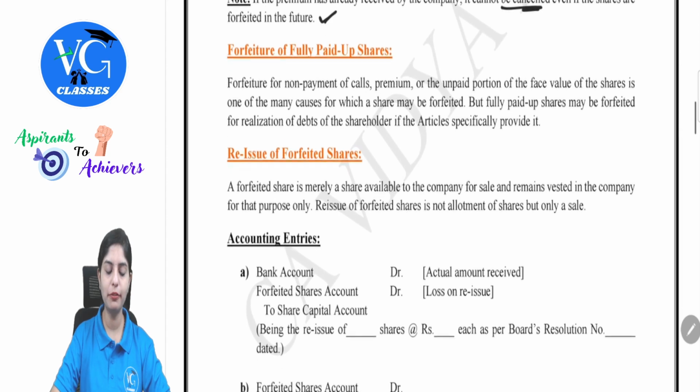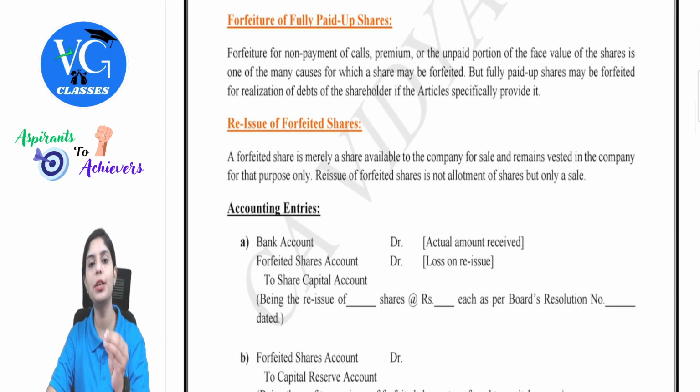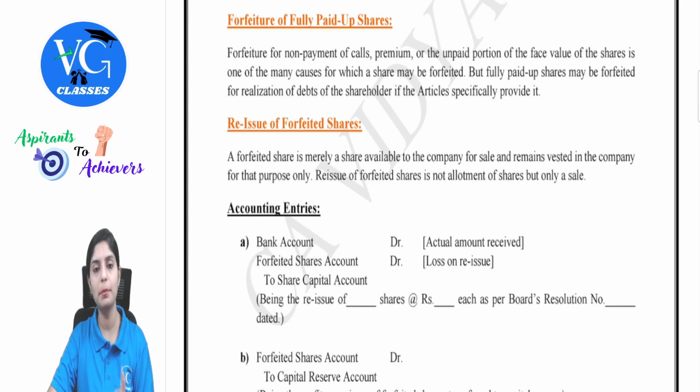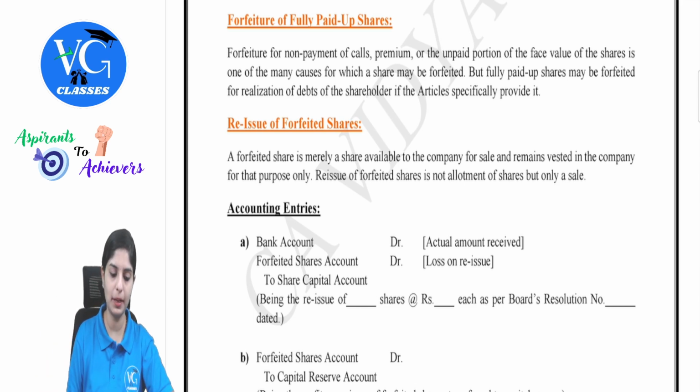Next, forfeiture of fully paid up shares. See, the objective of forfeiture was non-payment of due amount. But there could also be a situation where the company can still forfeit even after the shares being fully paid up. Fully paid up means what? How much ever installment we were called up for, we are receiving every installment. So that is fully paid up. Forfeiture for non-payment of calls, premium or the unpaid portion of the face value of shares is one of the many causes for which shares may be forfeited. That is what normally we see.